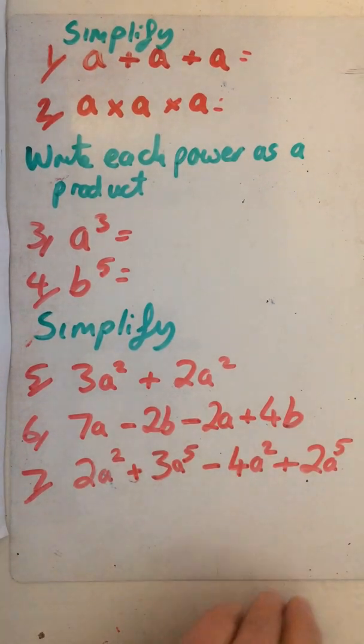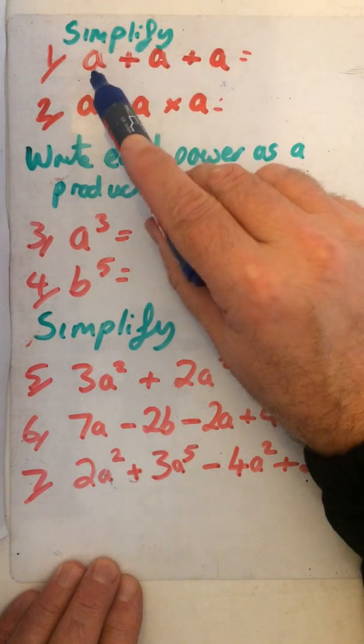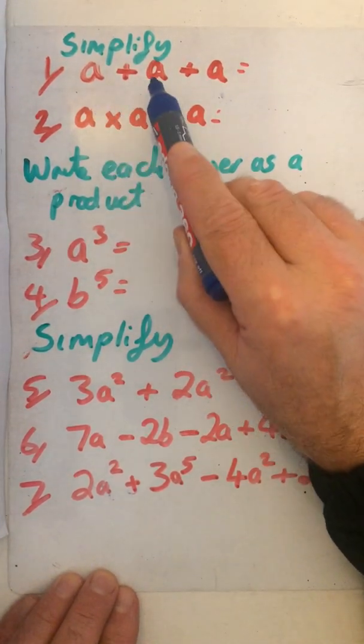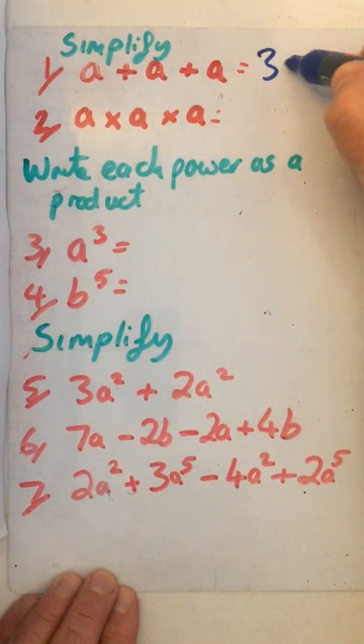Right, let's just go through. Can we mark today's work, please? Let's mark today's work. So as we learned earlier, A plus A plus A is 3A.